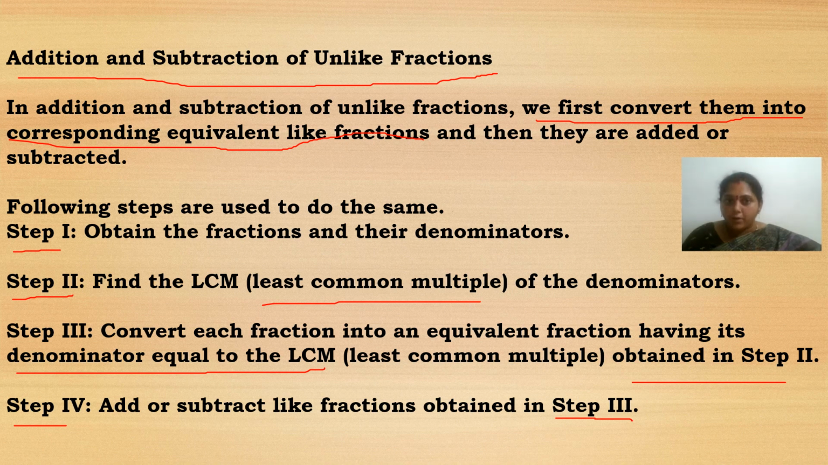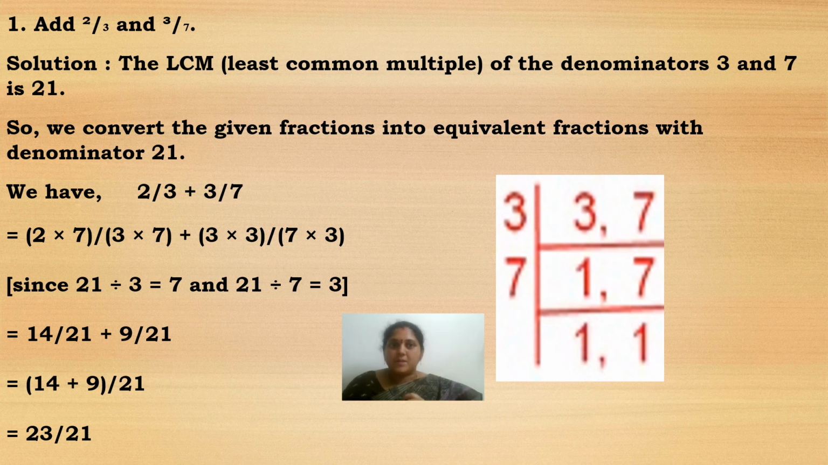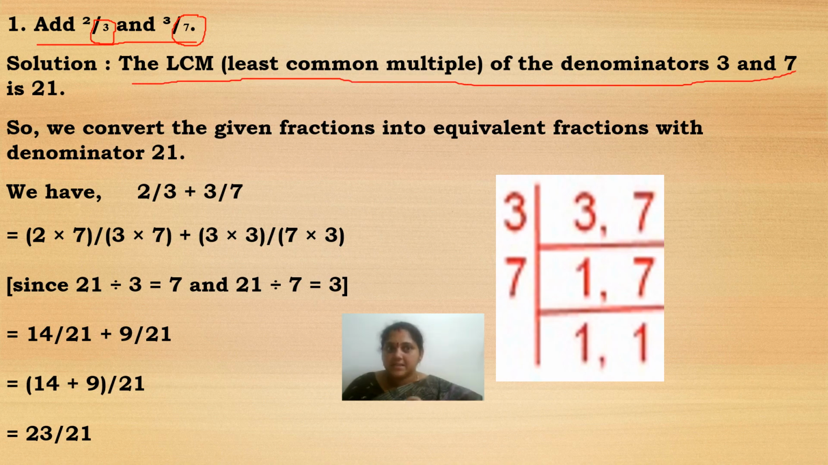Now we have to follow all these steps. To follow these steps, we have to check one example for getting a clear-cut idea. Shall we see our example now? Now we will be seeing how to add 2 by 3 and 3 by 7. Now if you see here, our denominators are different. So our denominators are different, which means we have to find the LCM of the denominators. The LCM, least common multiple, of the denominators 3 and 7 is 21.